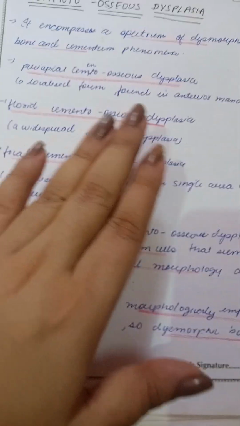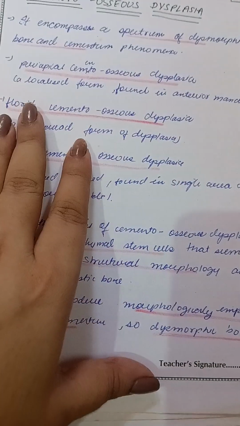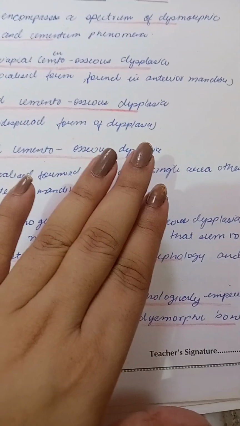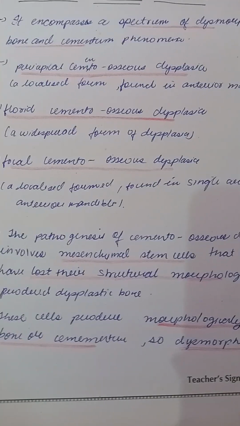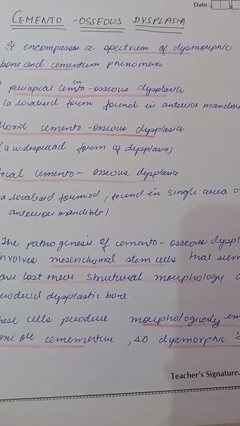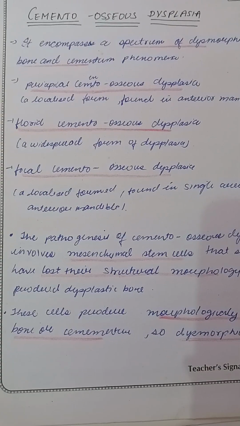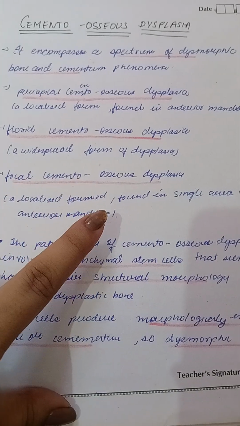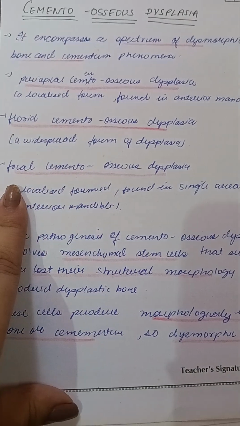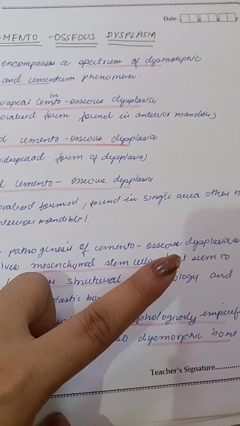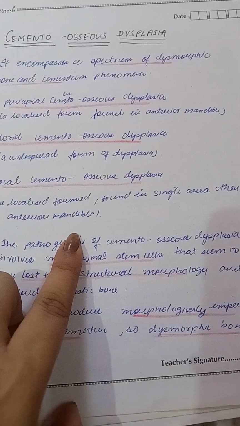Periapical cemento osseous dysplasia is a localized form found in the anterior mandible. Then florid cemento osseous dysplasia is the widespread form of dysplasia, and focal cemento osseous dysplasia is a localized form found in a single area other than the anterior mandible.